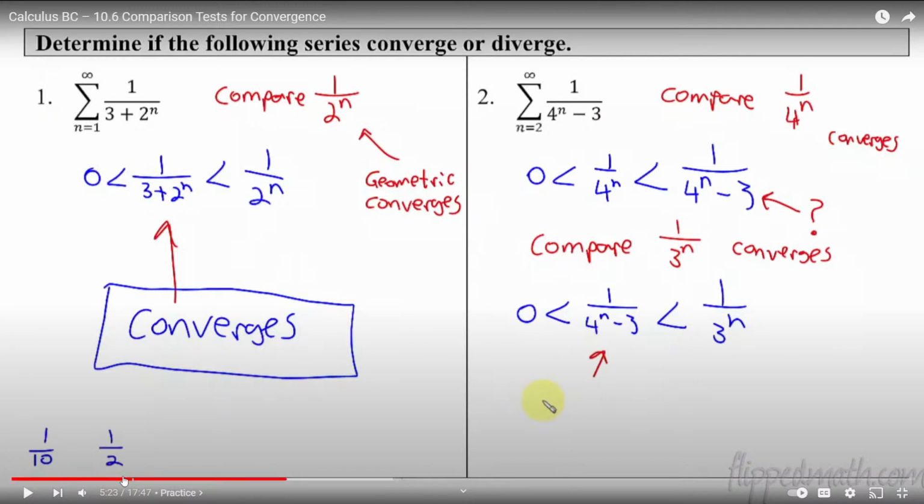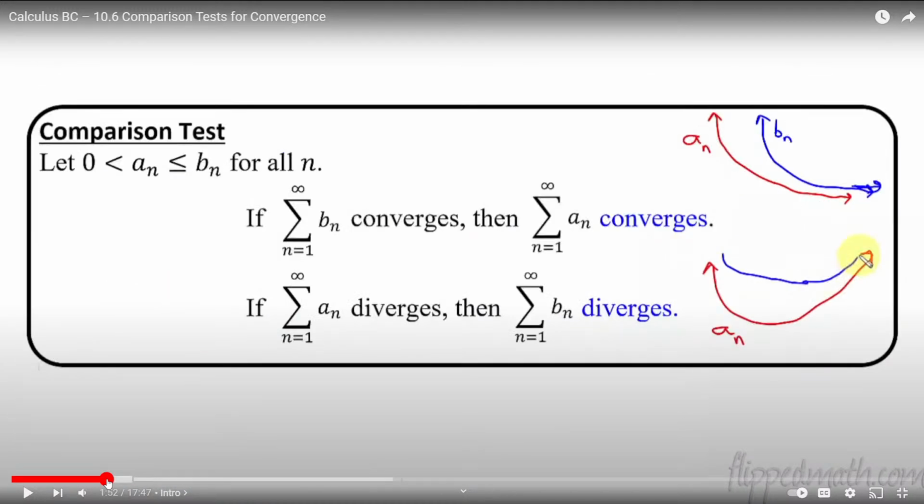So if we go back here, if b of n converges, then a of n, which is less than b of n, has to be below it and converge. So we need to find a function that is greater and converges. Okay, but if it's reversed, we can't say anything about it.